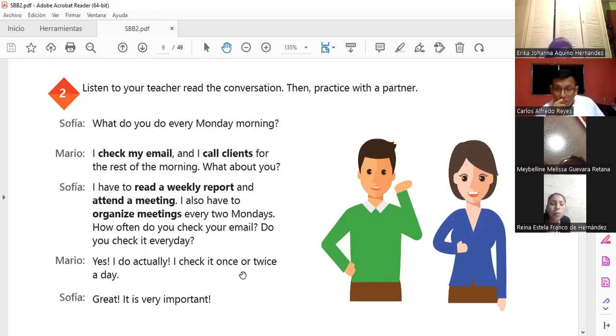No se necesita leer rápido. La fluidez no es leer rápido, sino leer claro, ¿ya? Y seguido, esa es la fluidez. Por ejemplo, yo lo puedo leer de esta forma, fluido.